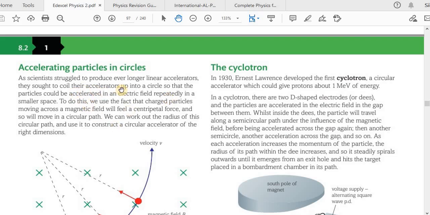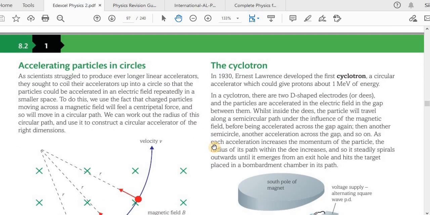So we coil the accelerators up into a circle. For example, those who are taking biology would have learnt about the small intestine. Because it is coiled up, it can occupy a smaller space. But if you put your small intestine in a straight line, it will be very long. So this way we can minimize the space that we are using to produce the same acceleration by accelerating it in a circular path.